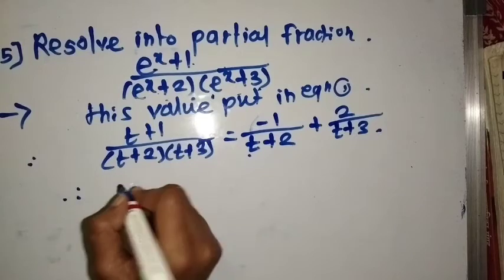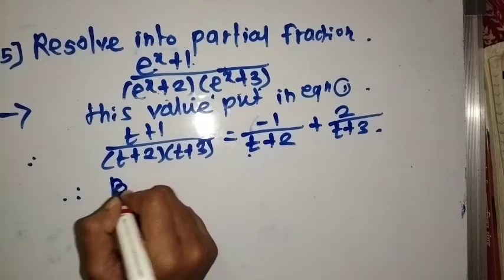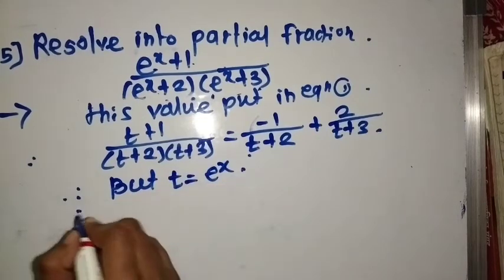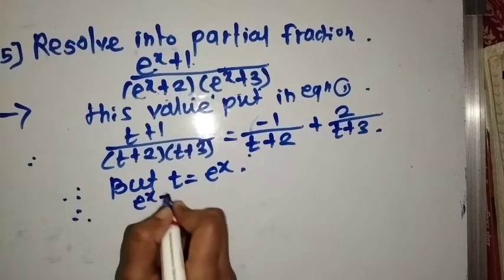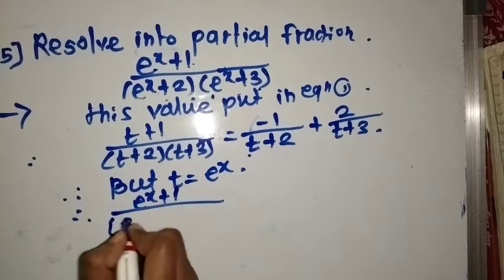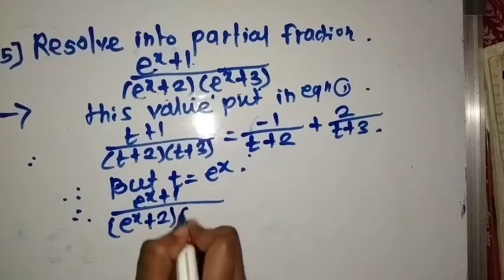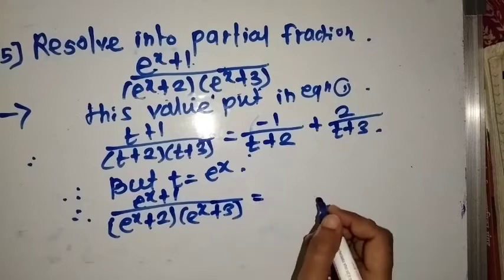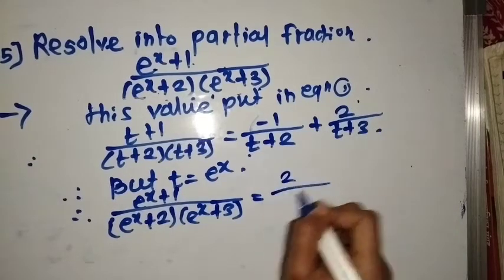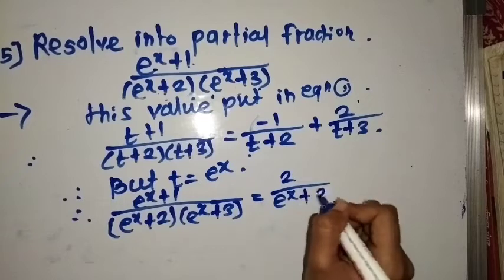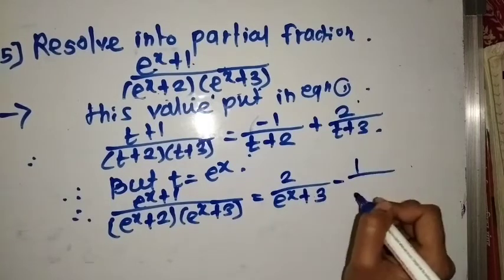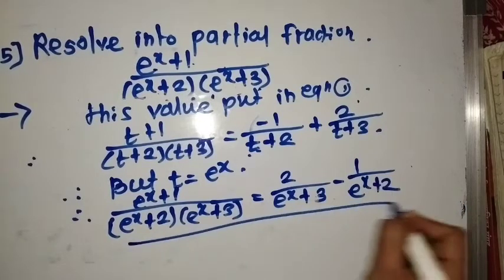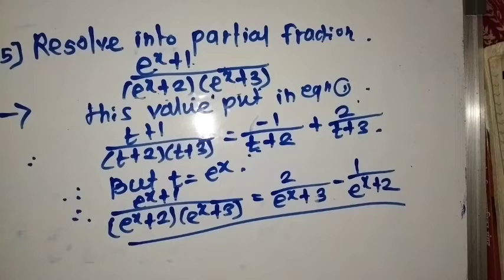Hence then we put t is equal to e raised to x. Hence e raised to x plus 1 upon e raised to x plus 2 into e raised to x plus 3 is equal to 2 upon e raised to x plus 3 minus 1 upon e raised to x plus 2. Hence we get this partial fraction.